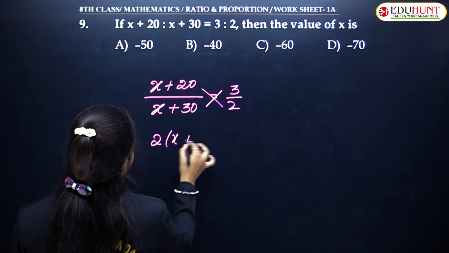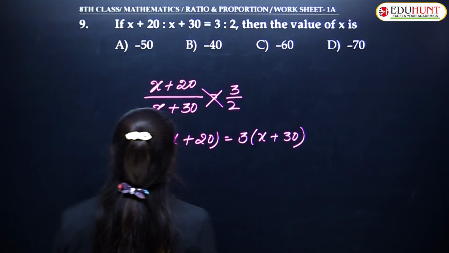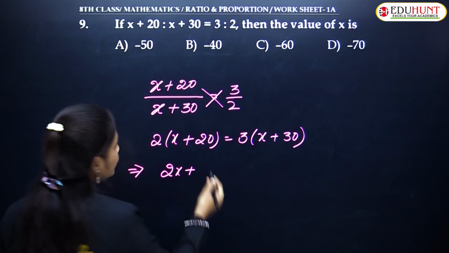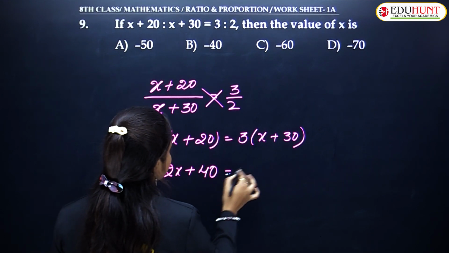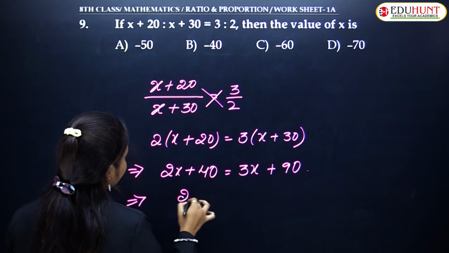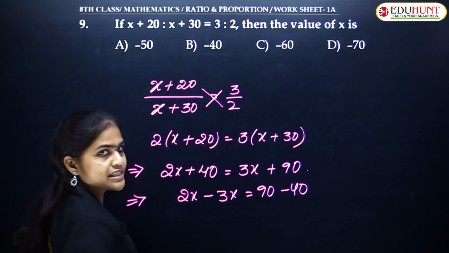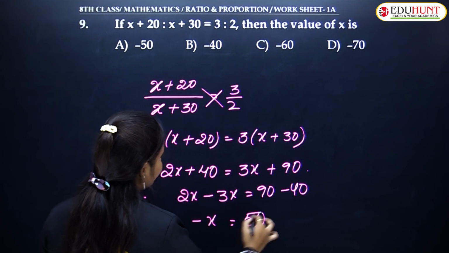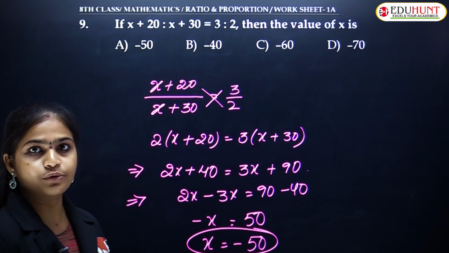2 into x plus 20 is equal to 3 into x plus 30. Take the product here. 2 into x is 2x, as well as 2 into 20. So 2 twenties is how much? 2 twenties is 40, which equals 3 into x is 3x plus 3 thirties is 90. So from this, 2x minus 3x is equal to 90 minus 40. So 2x minus 3x is minus x, which equals 90 minus 40, which is 50. From this, x is equal to minus 50.